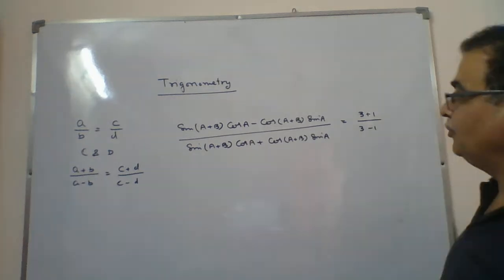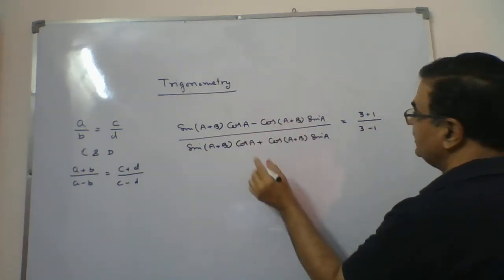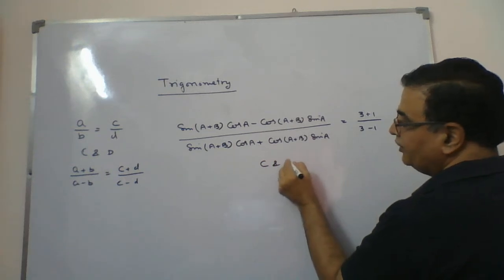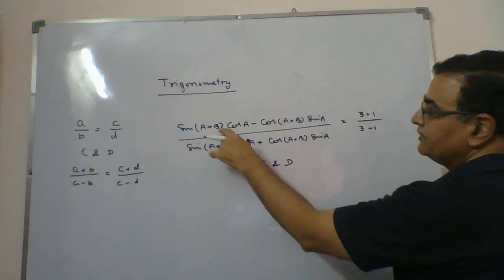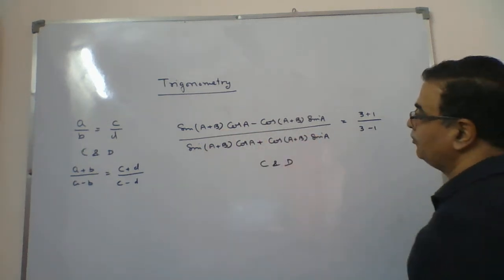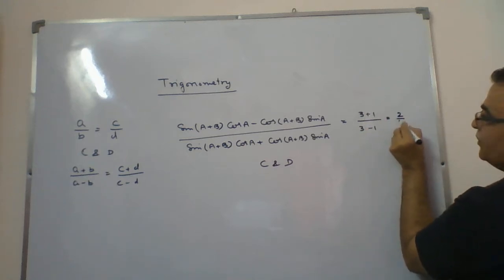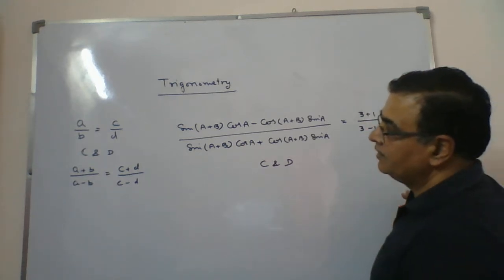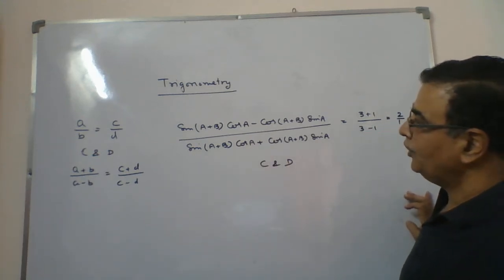Now we want to simplify it more, so we will start taking componendo and dividendo again, because this term and this term are same, this term and this term are same. So if you want to simplify it, you can use componendo and dividendo one more time. This will come 4 by 2, so it will be left 2 by 1.